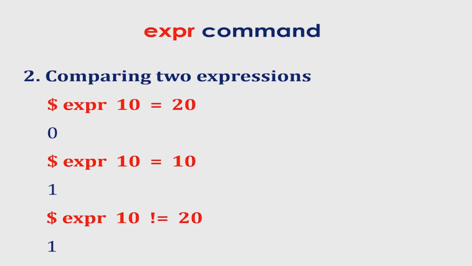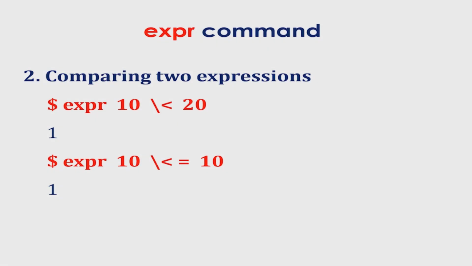If we give expr 10 not equal to 20 at the dollar prompt, then the UNIX system returns a value 1. If we give expr 10 less than 20, then the UNIX system returns a value 1. If we give expr 10 less than or equal to 10, then the UNIX system returns a value 1. The less than operator is used as an input redirection operator in UNIX.